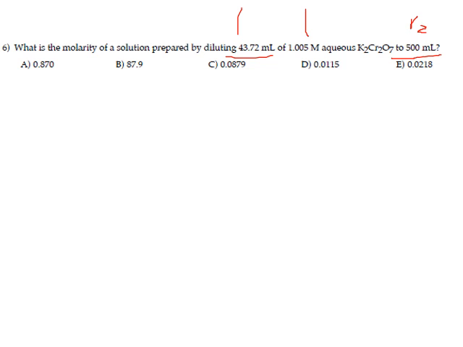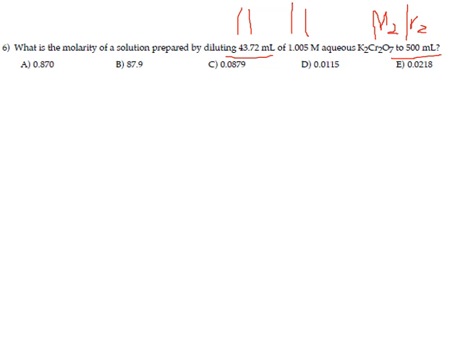So we want to use M1 V1 equals M2 V2, which I would ordinarily write out, but it takes too much time. M1 V1 equals M2 V2, where we know M1 and V1. Here's V1, which we convert to liters: 0.04372 liters. Here's M1, which is 1.005 moles per liter. V2 is 0.5 liters. And M2 is what we're looking for.